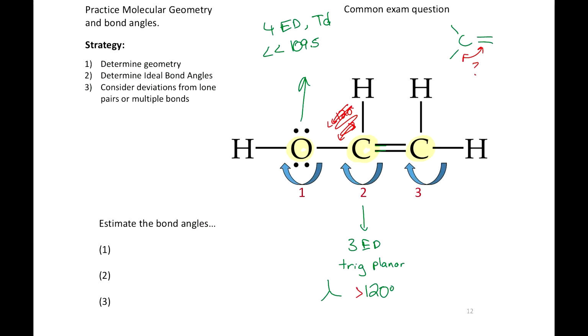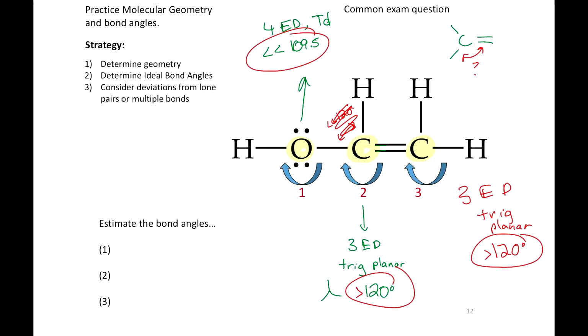And then the last one here, bond angle 3, all right? This last bond angle, again, 3 electron domains. We call this trigonal planar. In a perfect world, it would be 120 degrees, right? But because this bond deviates a little bit because of that double bond, it's actually going to be slightly larger than 120 degrees. So those are our estimates for our 3 bond angles. So the first one is a lot less than 109.5 degrees, and then these two are about the same, slightly greater than 120 degrees. All right.